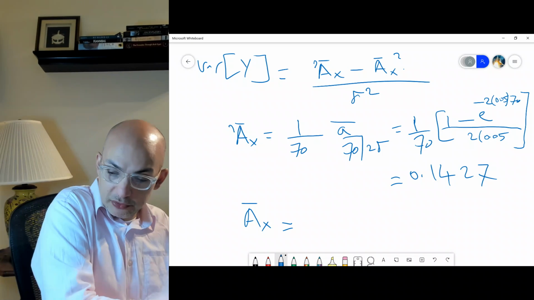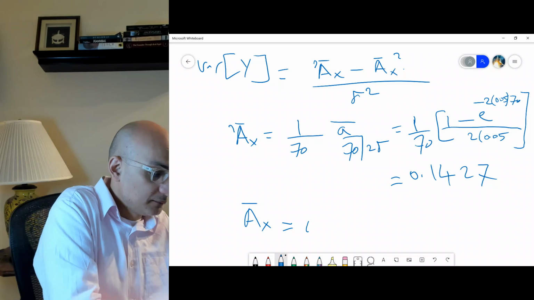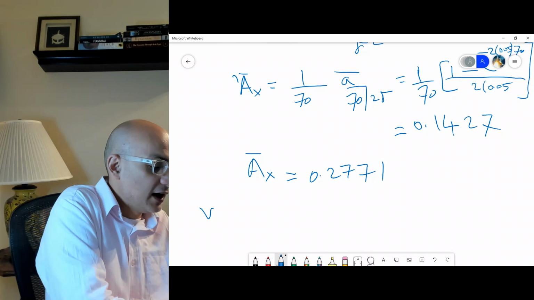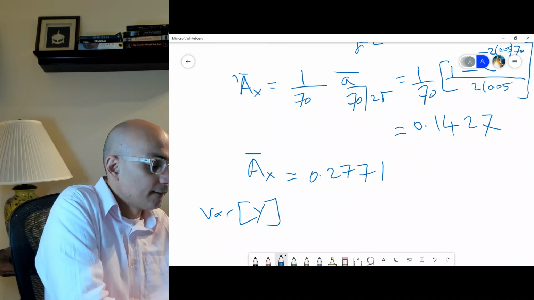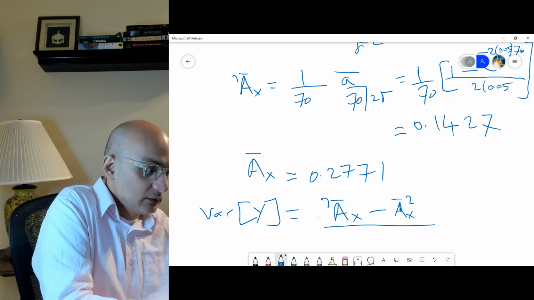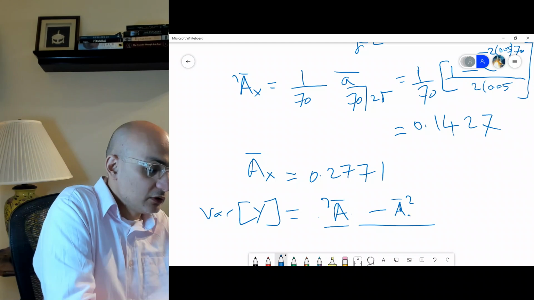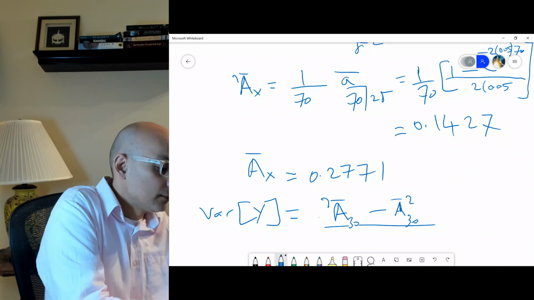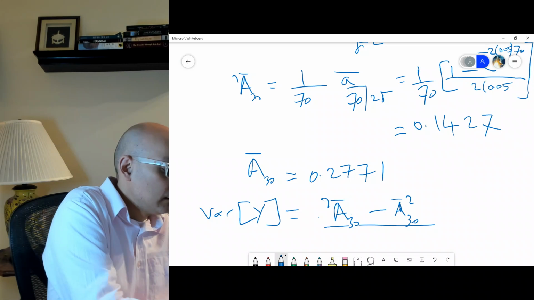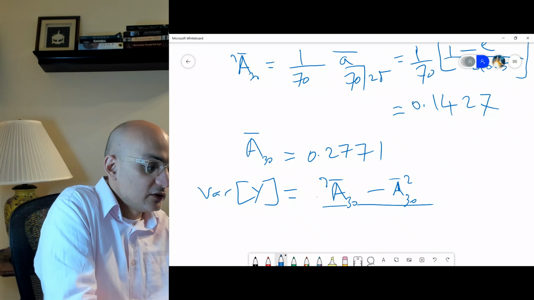which we calculated just a second ago. Ax will be 0.2771. We calculated it in the previous example. So the variance of Y will be again 2Ax, the second moment, minus Ax, the first moment, squared. And here you can replace all x by 30 because the age is 30. Divided by delta raised to 2, which is 0.5 raised to 2.